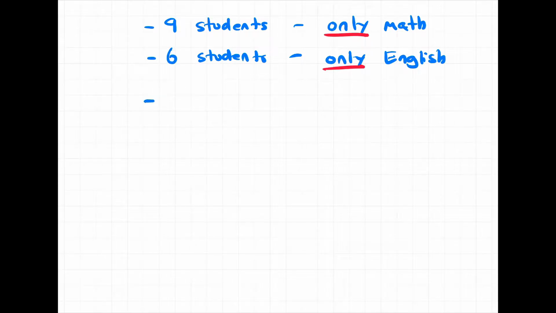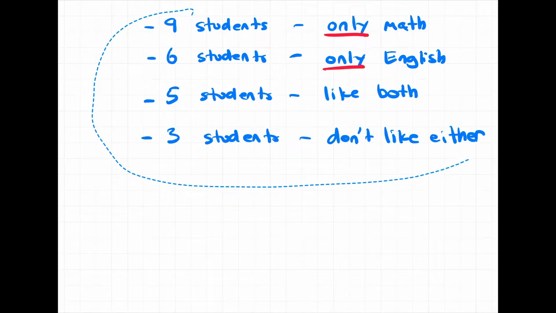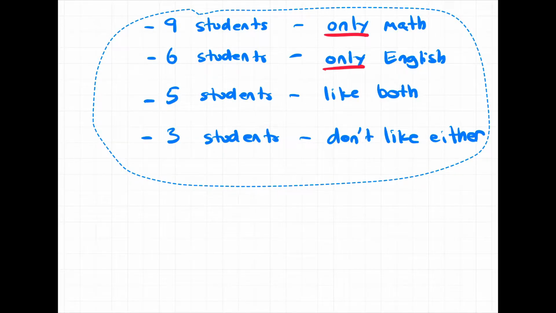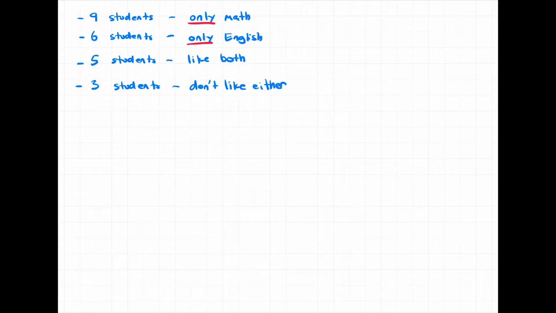And we're going to say that 5 students like both of these subjects, and we're going to say that 3 students don't like either. Okay, and like I said, we usually put this into circles to set this up. Let me just move this out of the way or minimize it a little bit. Put it up in the corner here, and we're going to draw a couple circles.